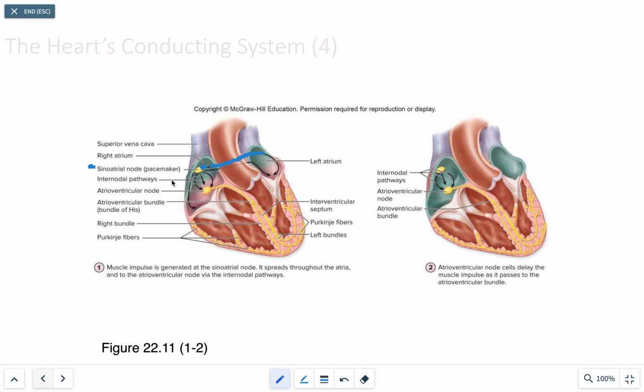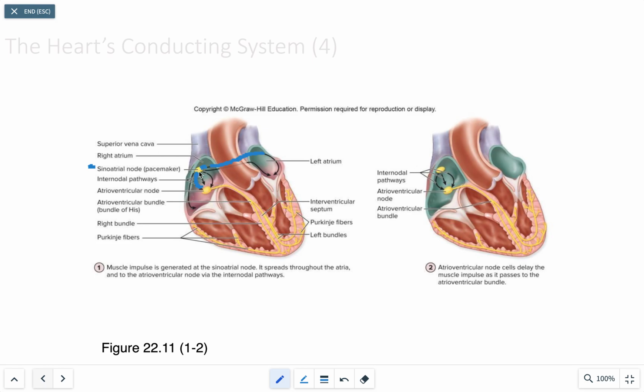What we also see is that the SA node is under parasympathetic intervention, which means that the rate can be slowed down. So when we're looking at the initiation of the heartbeat and the SA node, we then travel down to the atrioventricular node. It's located in the floor of the right atrium. Its function is to slow the conduction of the impulse from the atrium into the ventricles.